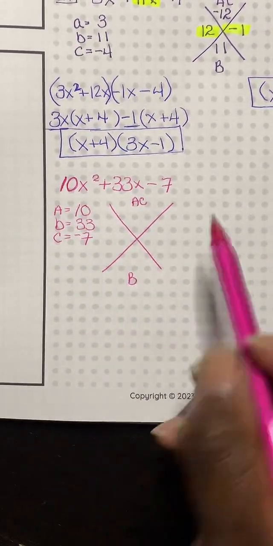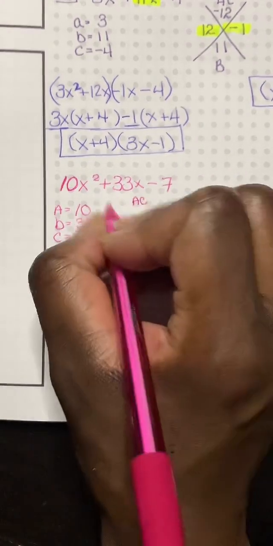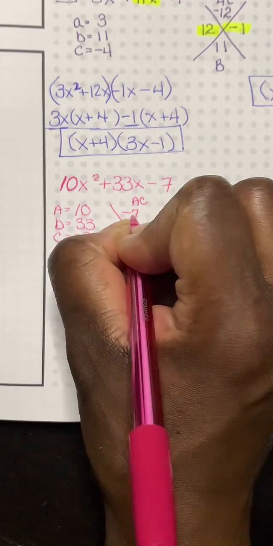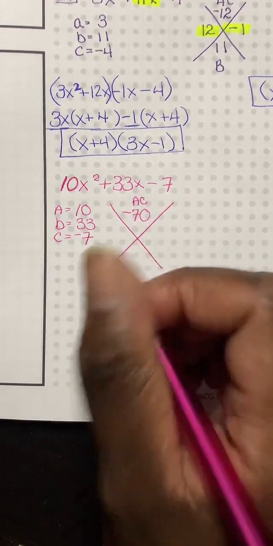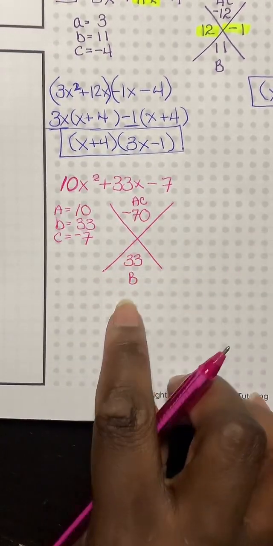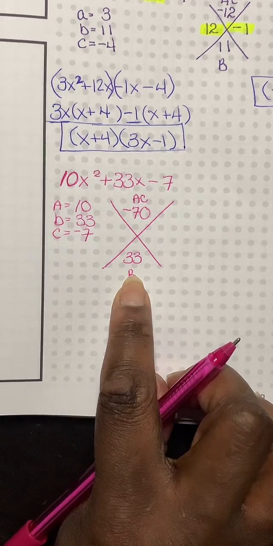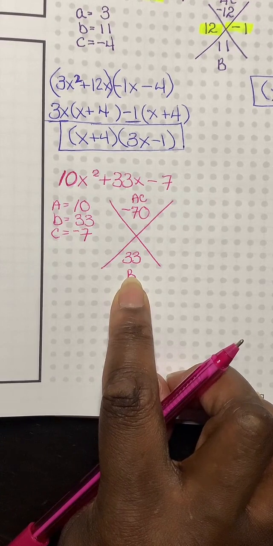Okay. So multiply the A and the C, you got negative 70. Rewrite the B, which is 33. Now I'm going to be truthful. This is usually the hardest part. This is the hardest part.